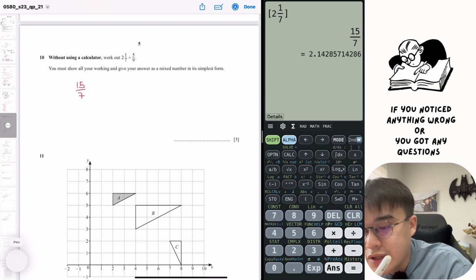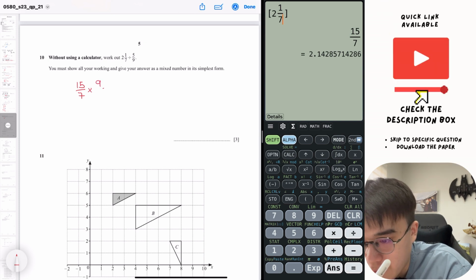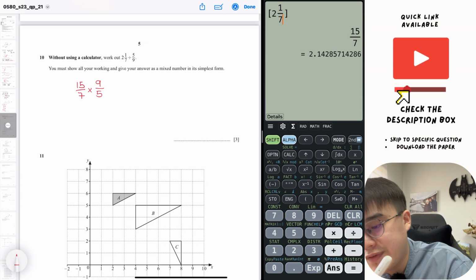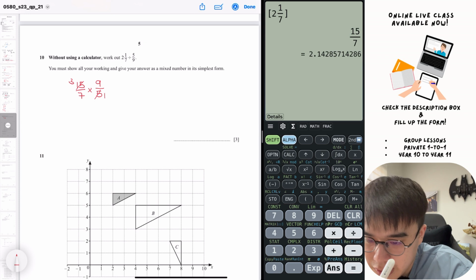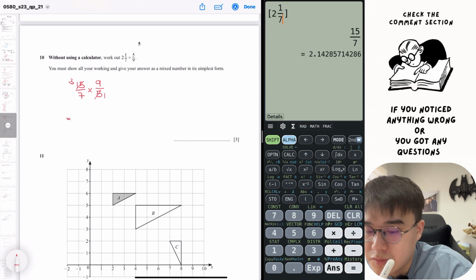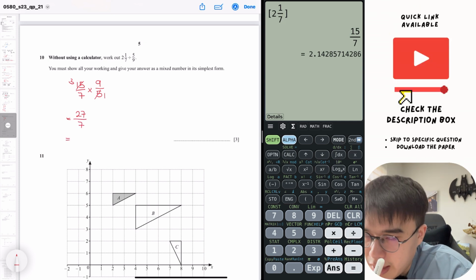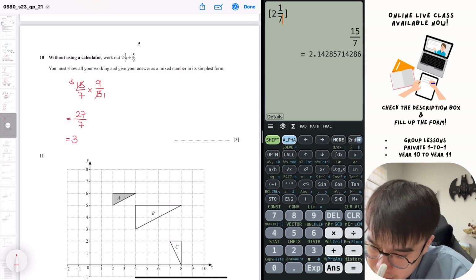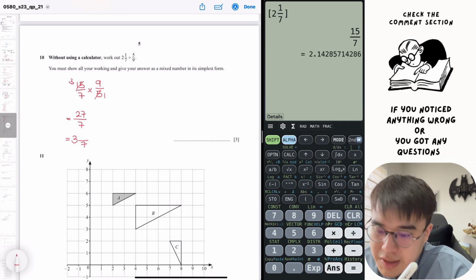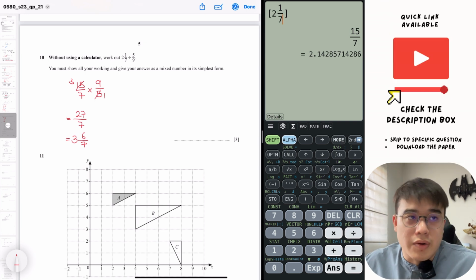Okay, so the division at the back can be changed into multiplication, which means you have 9 over 5 instead. So the 5 and 15 can be cancelled or simplified. Here we get 3. So 9 times 3, 27 over 7. And then if we were to change it into a proper fraction, I will make it a 3 and a 6. So this will be my final answer.